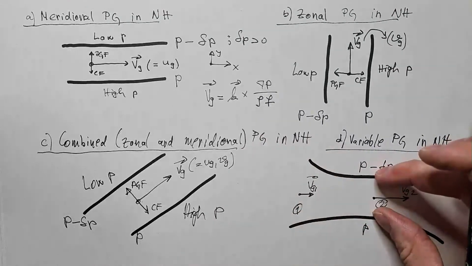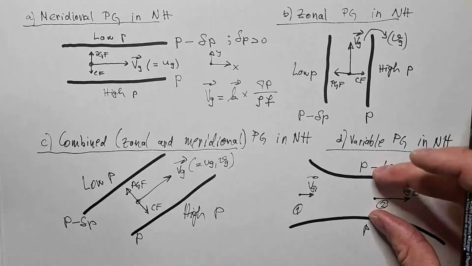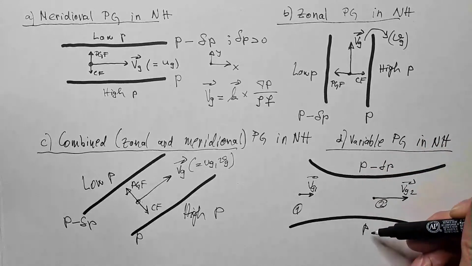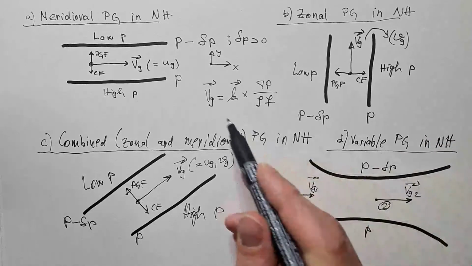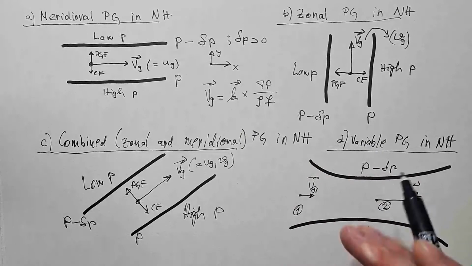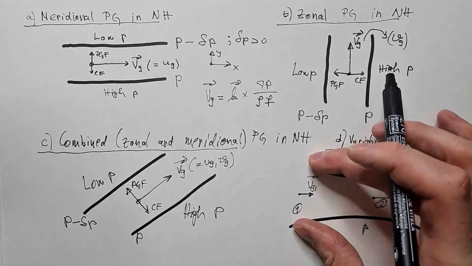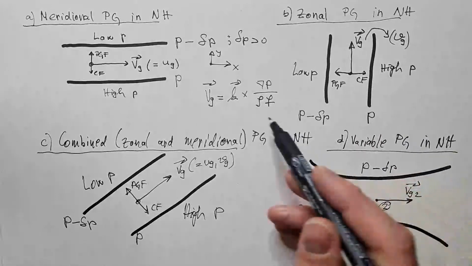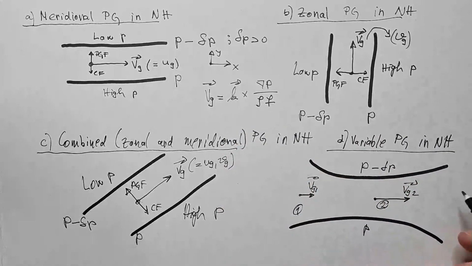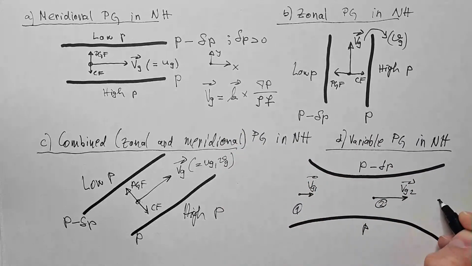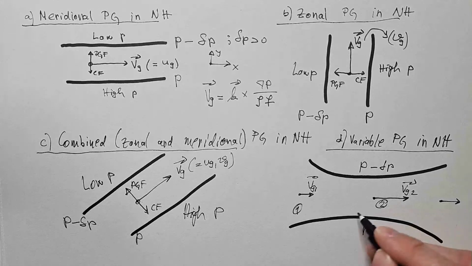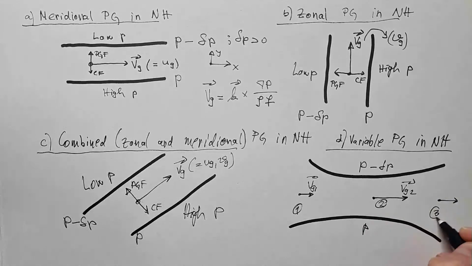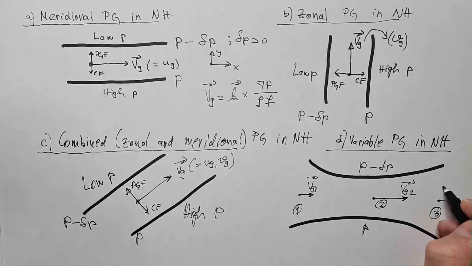If the pressure gradient is large, that means a small distance between P and P minus delta P, the geostrophic wind is high. If the pressure gradient is small, which means a big separation between isobars, the geostrophic wind is weak. And again here, for example, at the exit, it would again be weak compared to point number 2.